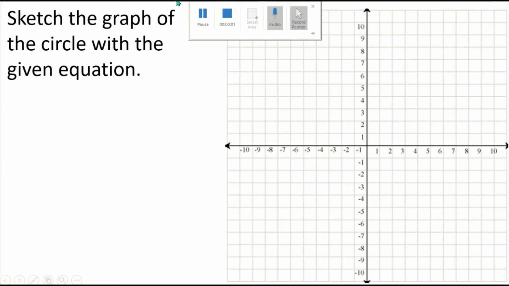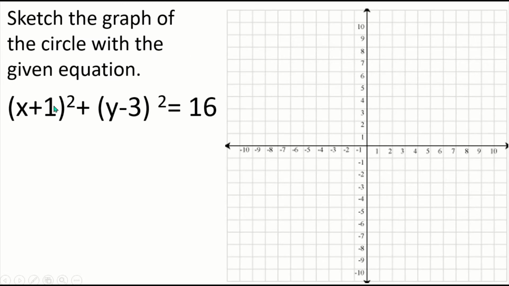Okay, sketch the graph of the circle with a given equation number 2. If we have quantity x plus 1 squared plus quantity y minus 3 squared is equal to 16. So again, let us identify the center and the radius. Obviously, ang center natin dyan is negative 1, positive 3.